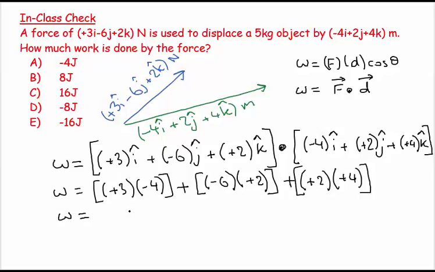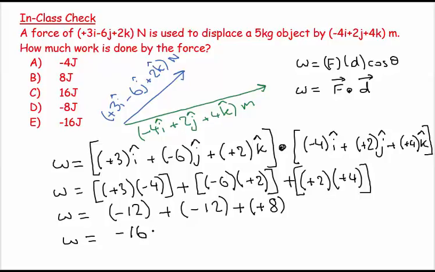Now we simply say, oh, that's going to be minus 12 added to minus 12 added to plus 8. So this would equal minus 24 plus 8, which would equal minus 16 joules. What that means is that the force took kinetic energy out of the system. The work done was negative.